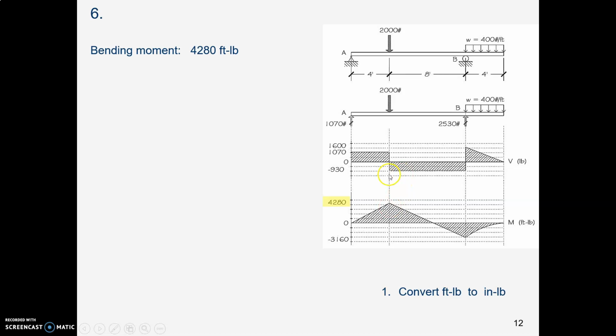So right now, before we go on, we know that the biggest bending stress in this wood beam is going to be right under that 2,000-pound load, whatever size it is. So let's convert that 4,280 foot-pounds into inch-pounds. 4,280 times 12 gives us 51,360 inch-pounds.